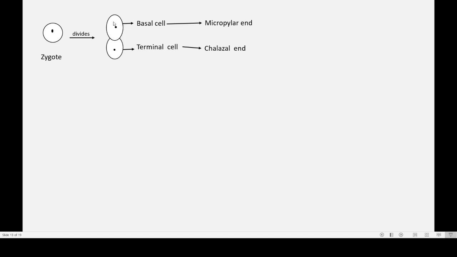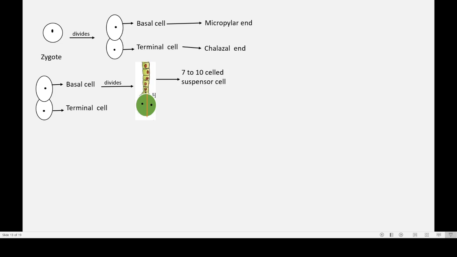First, the division of the basal cell. The basal cell divides transversely and forms 7 to 10 cells known as suspensor cells. These are the suspensor cells formed by the division of the basal cell. Out of these, the first cell develops into the haustorial cell. This is the haustorial cell, and the others behave as suspensor cells only.